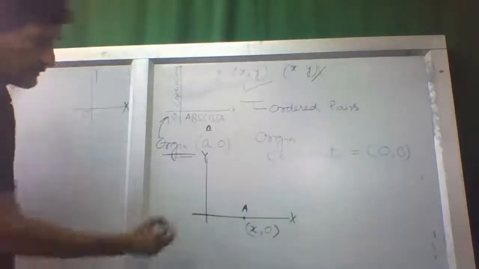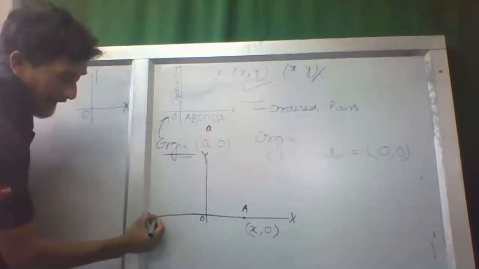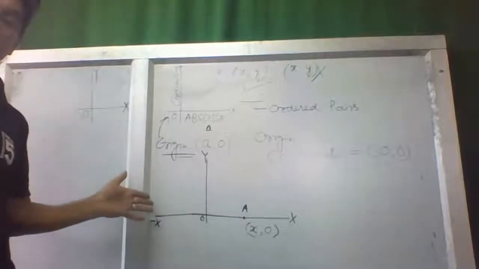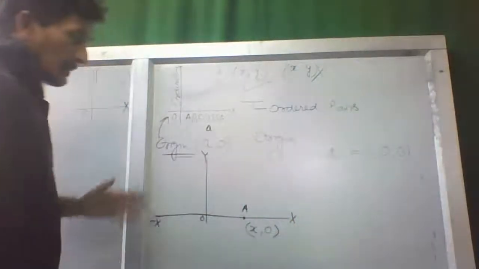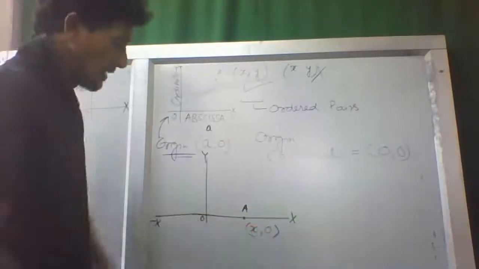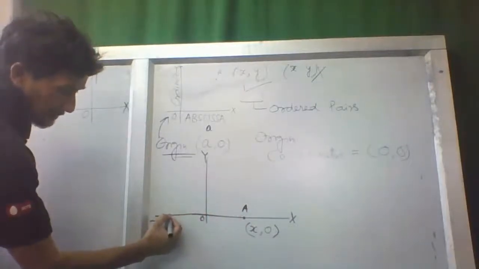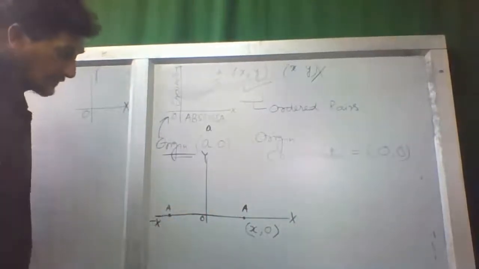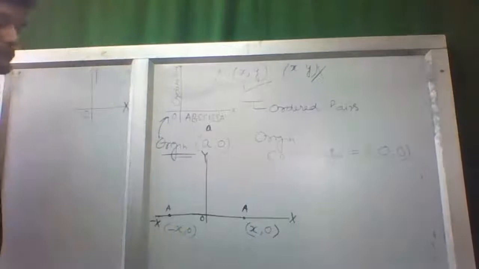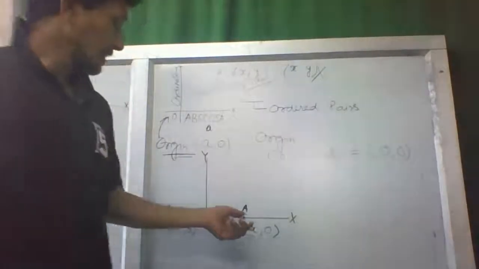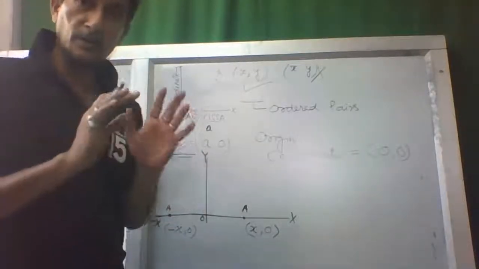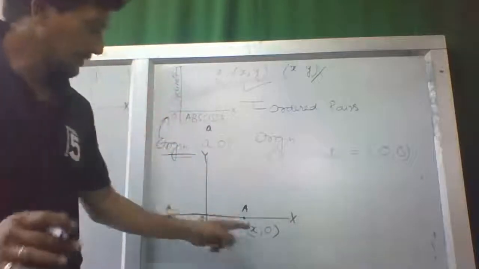If this is the origin, and this is the minus x-axis, and A lies to the right of the origin, then its coordinates are x, comma 0, and if A lies to the left of the origin somewhere on the x-axis, then its coordinates will be minus x, comma 0. You got it? It means this A somewhere on the x-axis has the value of abscissa, but not the ordinate. Ordinate is 0. Got it?